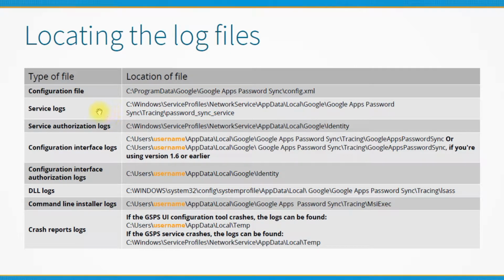Now I want to show you the content of the service logs, then the service authorization logs. So going back to our server, I'm going to navigate first to the C Windows Service Profiles, Network Service, App Data, and so on to find the service logs file.